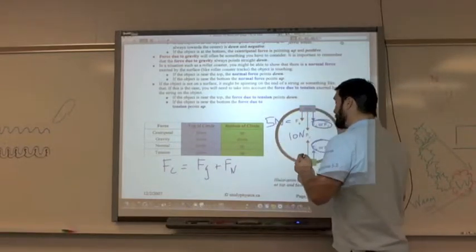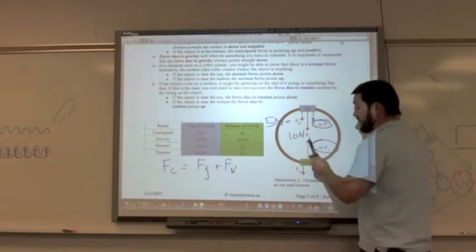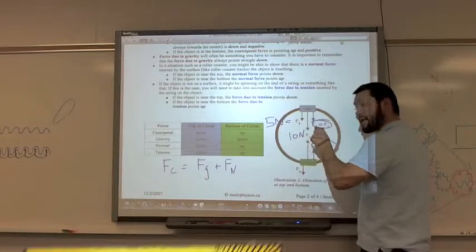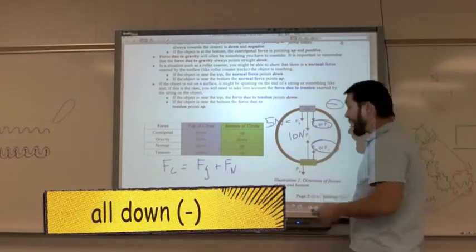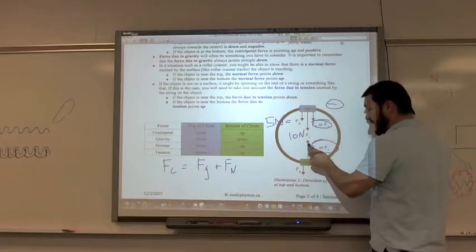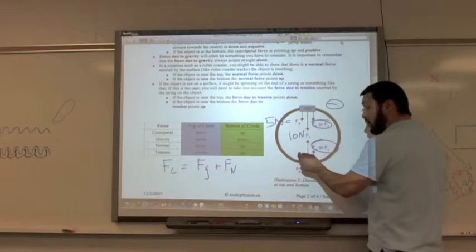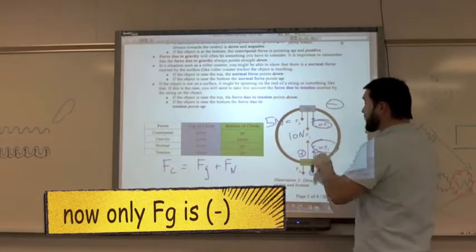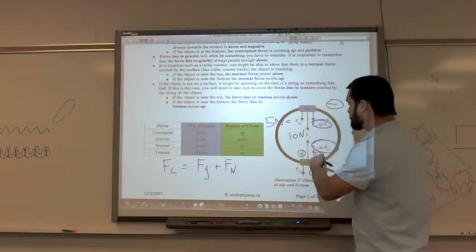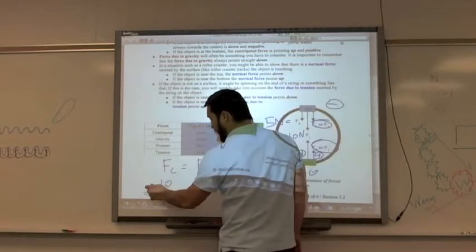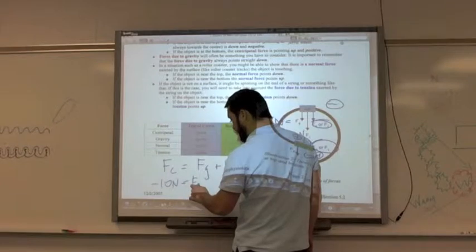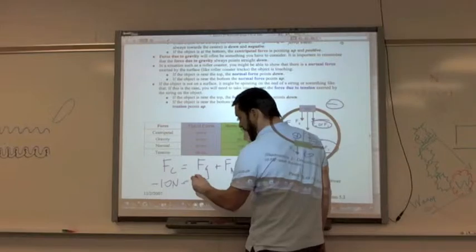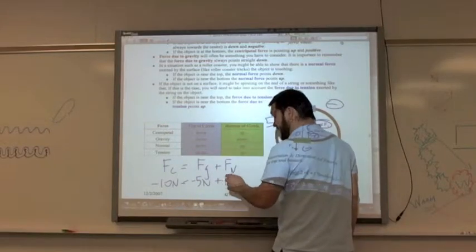One thing to keep in mind, directions do change a bit. At the top, Fn is down, Fc is down, Fg is down, so I would often use a negative symbol to indicate that. At the bottom, Fg is down, Fc and Fn are both up. So sign-wise, those become positive, and that's a negative. It makes a slight difference. So at the top of the loop, we'll say that Fc is minus 10.